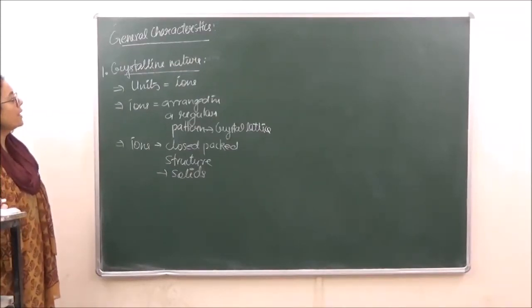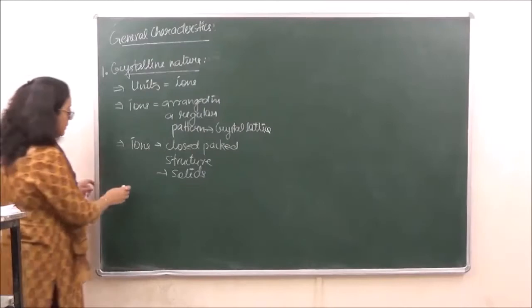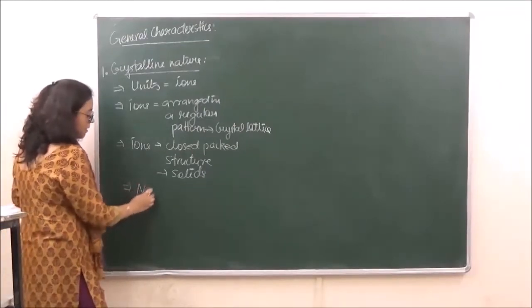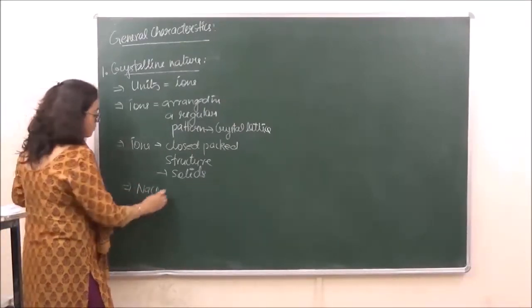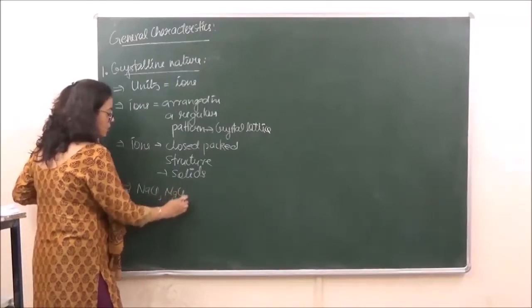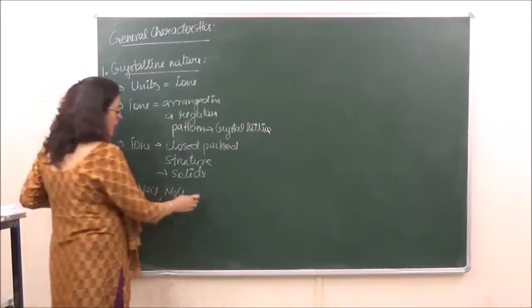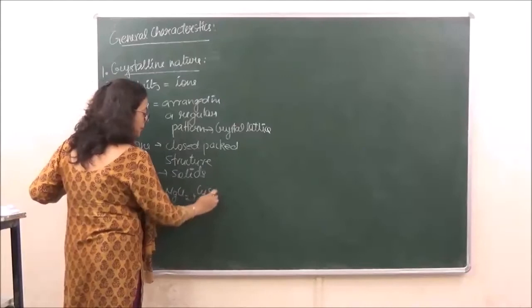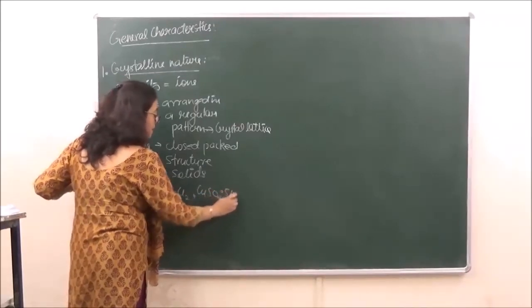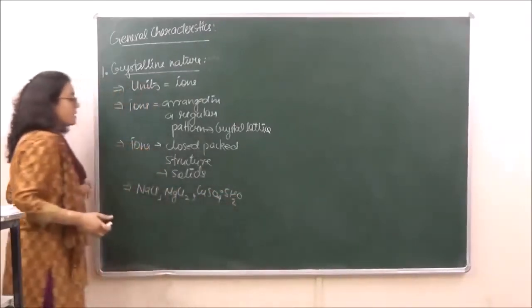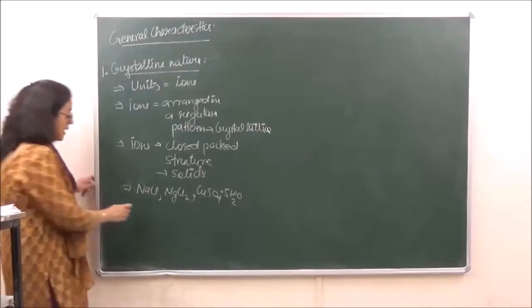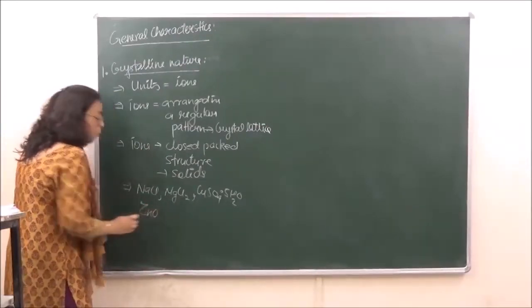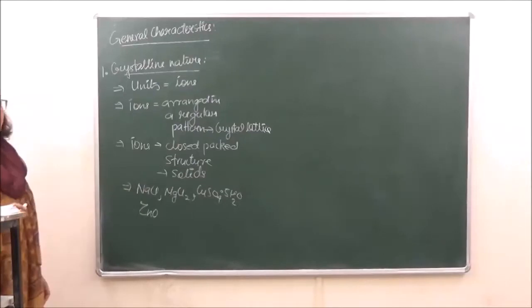Okay? So for all ionic compounds, you can take examples. For example, we have sodium chloride, magnesium chloride, copper sulfate, and zinc oxide. All of these are crystalline in nature, and they all are solids, right?